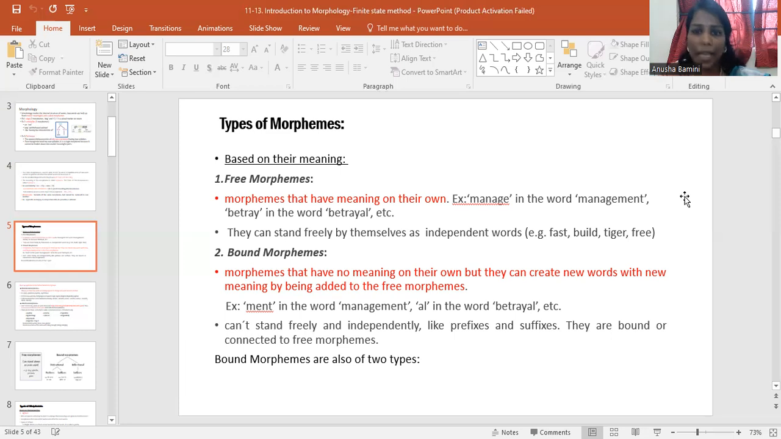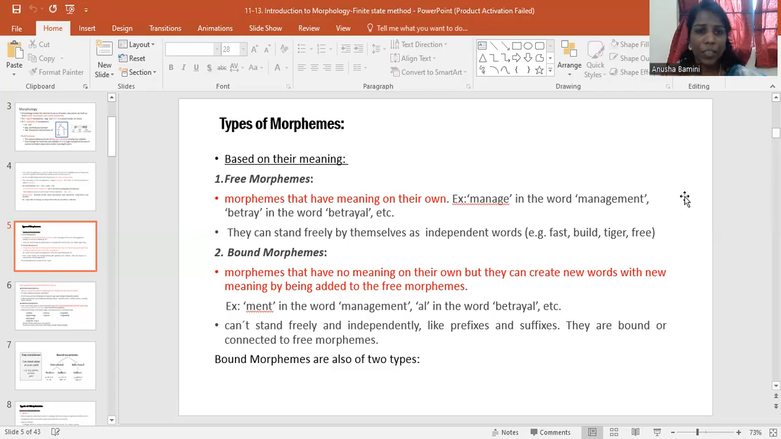For example, manage. It is a single stem word which has an exact meaning. When I add ment to it, it changes into a new word, management, which has another meaning. This kind of word is called a free morpheme. A word alone has a separate meaning.